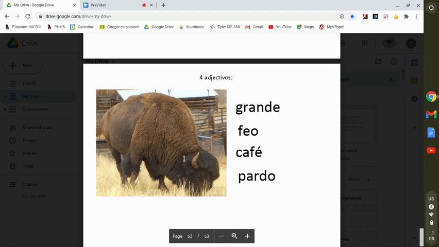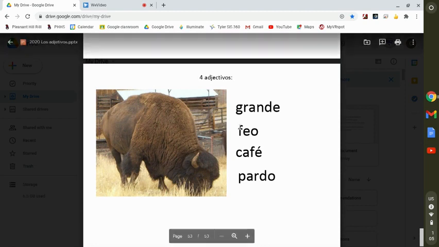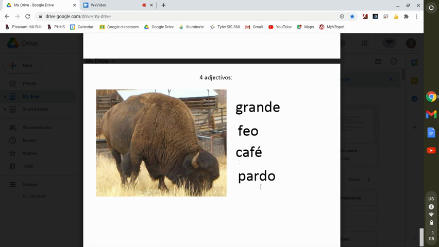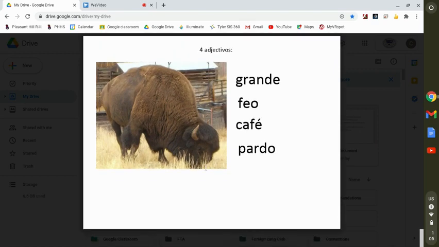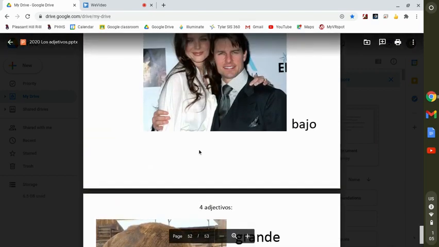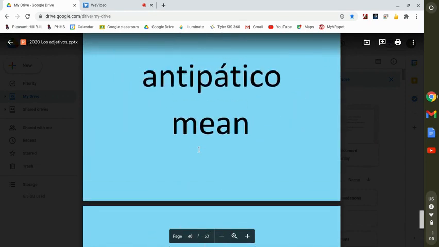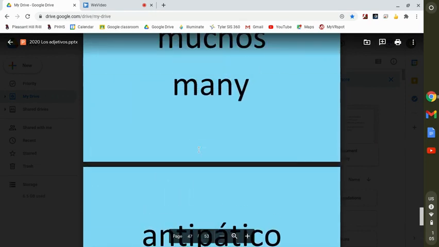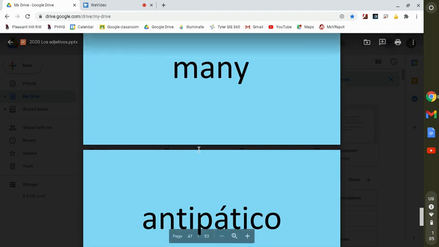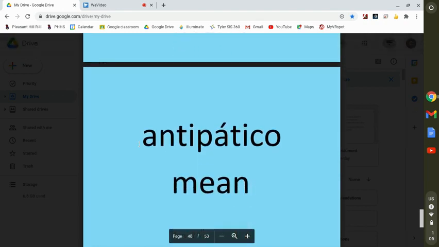Four adjectives that describe this buffalo. He's grande, he's feo, and here are two words for colors, cafe and pardo, which are both brown. We're going to cover that next. So you have all the words here. There is a worksheet that goes with this. Remember, on your worksheet, if it says pretty tall, you're going to say the word quite.